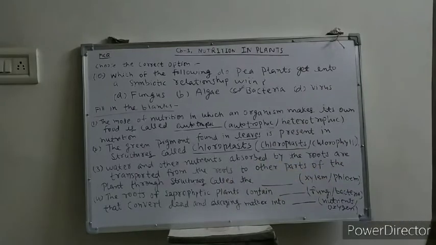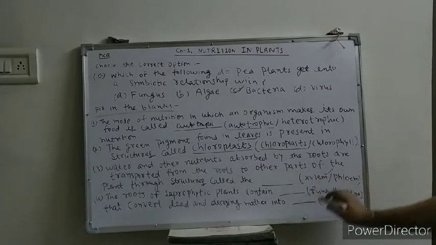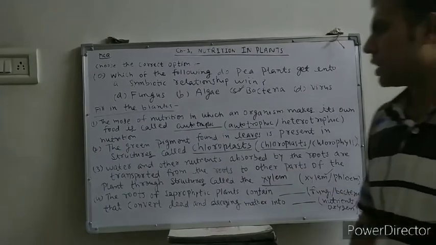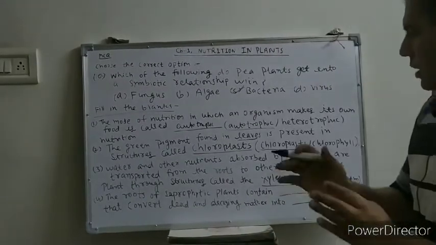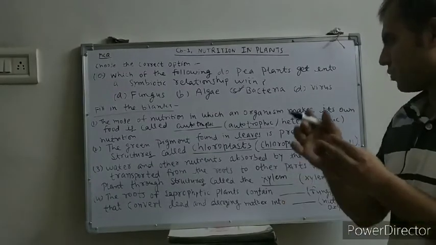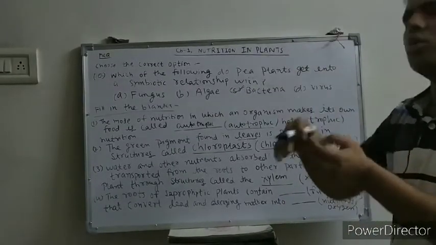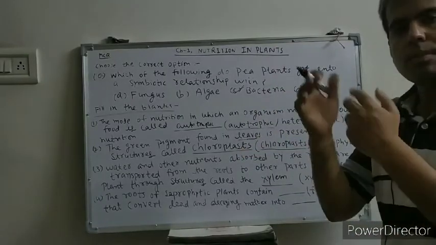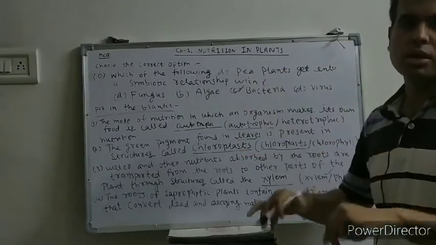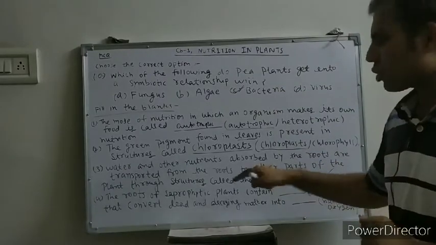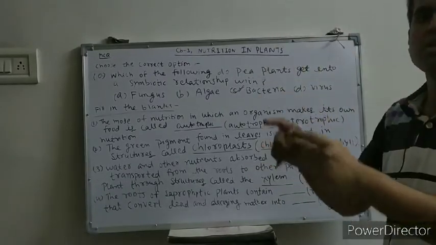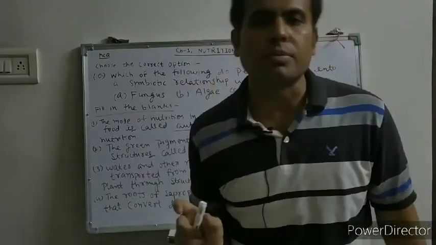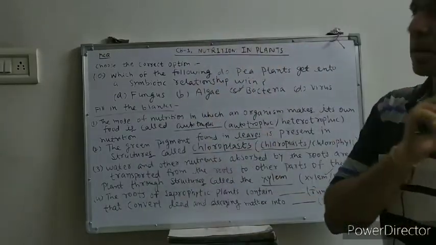Third question, water and other nutrients absorbed by the roots are transported from the roots to the other parts of the plant through a structure called xylem. I have discussed in the MCQs that xylem passes the nutrients from root to the leaves or other parts, and phloem passes the nutrients from leaves to the root. So here, passing from roots to the leaves, xylem is the correct answer.